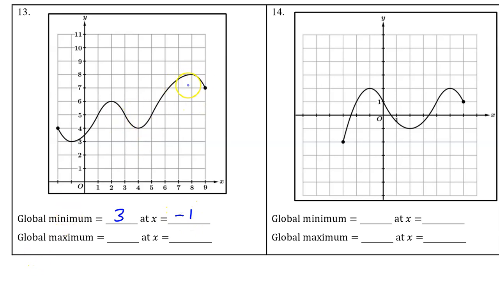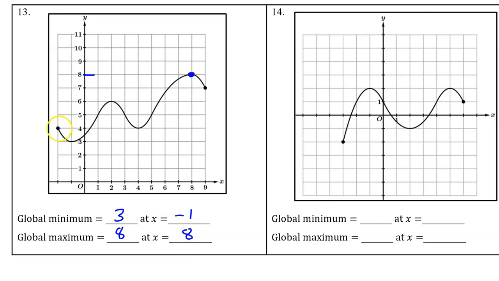The absolute highest point on this graph, including the endpoints, is right here. This maximum, this global maximum, is 8 at x equals, well, that's also 8.